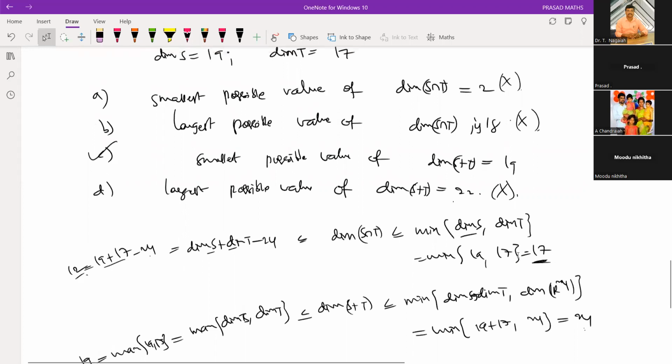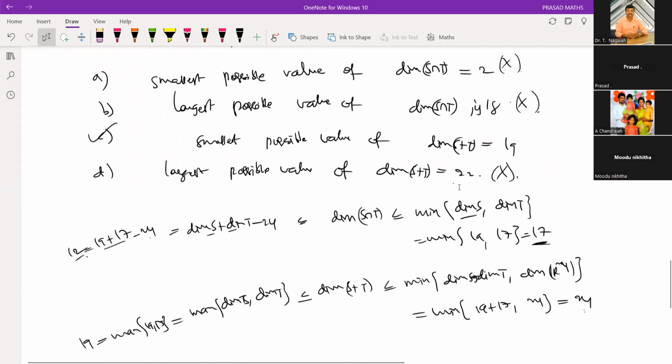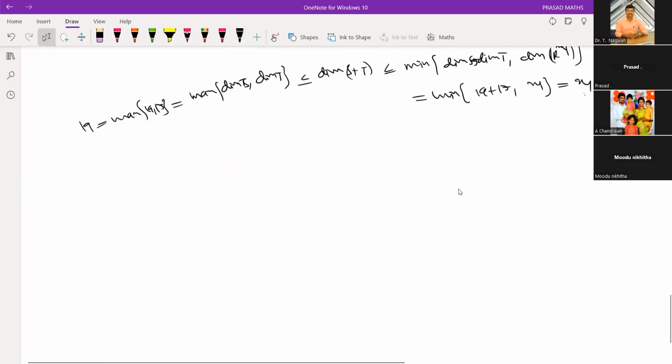So this is a very important question. This question was asked in CSIR, December 2016. Let W1, W2, W3 be three distinct subspaces.